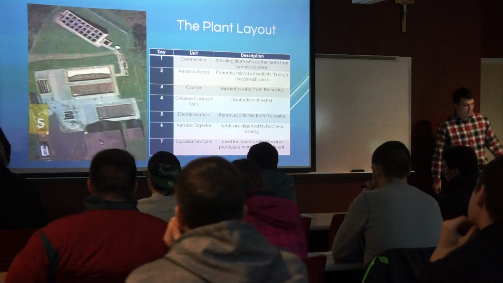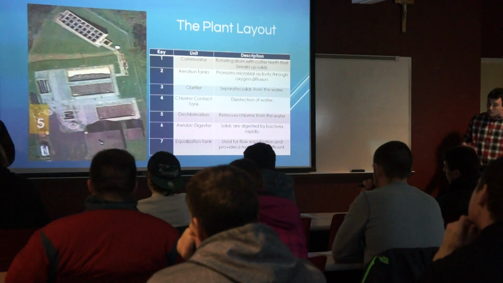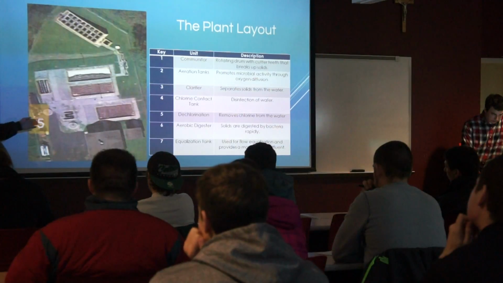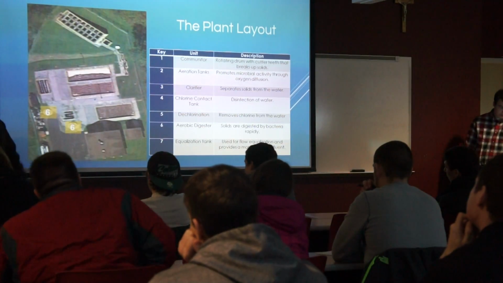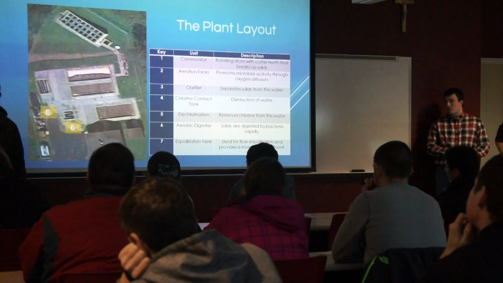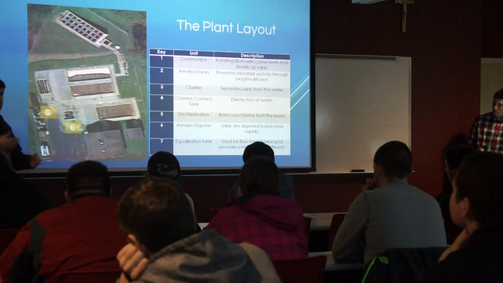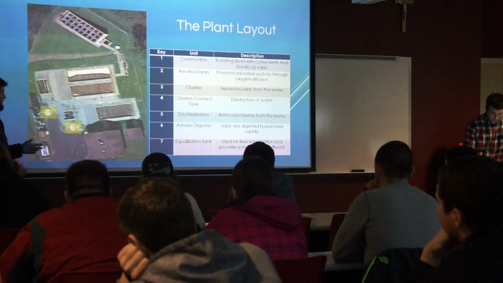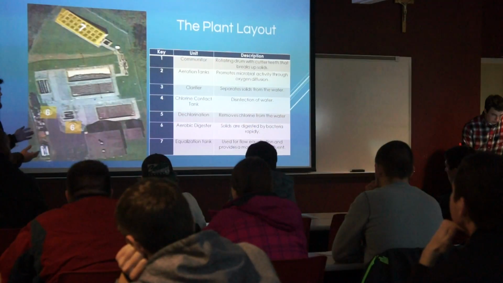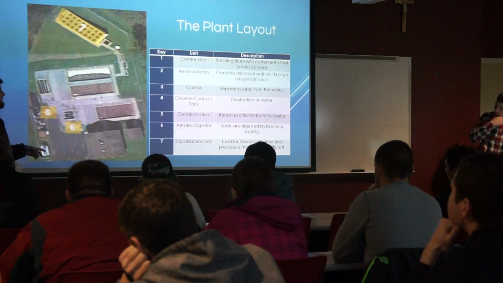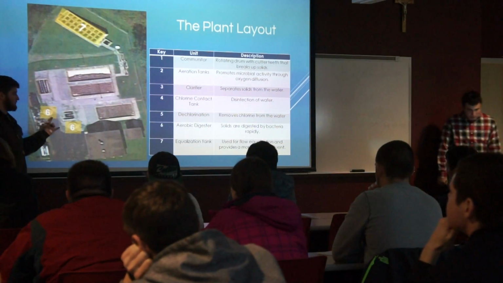rid of the chlorine, so then the high levels of chlorine aren't going into the environment. And then after it leaves that, the water is discharged into a small stream. That's called the effluent. Some other spots, I guess, here on the plant is you have aerobic digesters.